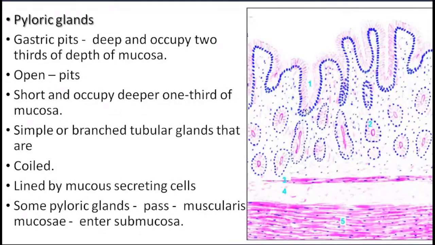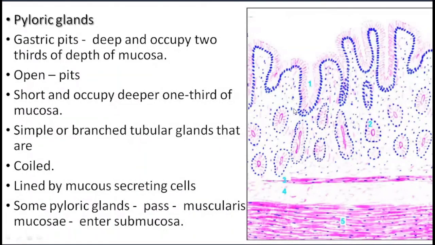Now there is the presence of pyloric glands. The pyloric glands again open into the end of the gastric pits. Here the pyloric glands are short and occupy the deeper third of the mucosa. You can see here, 2/3 part is occupied by the gastric pits and 1/4 part is occupied by the pyloric glands. These pyloric glands are again simple branched tubular glands. Mostly these are simple branched coiled tubular glands. So that's why you will get this appearance.